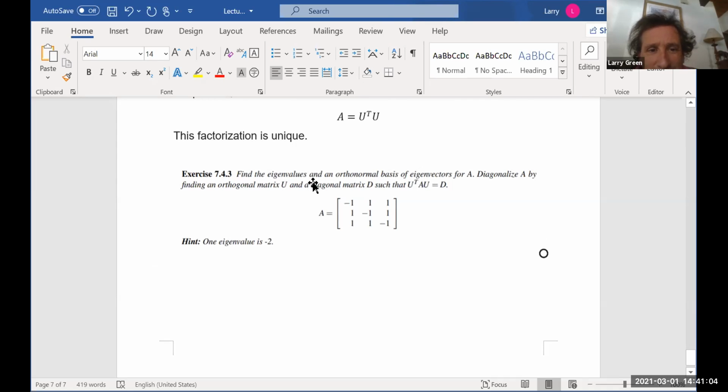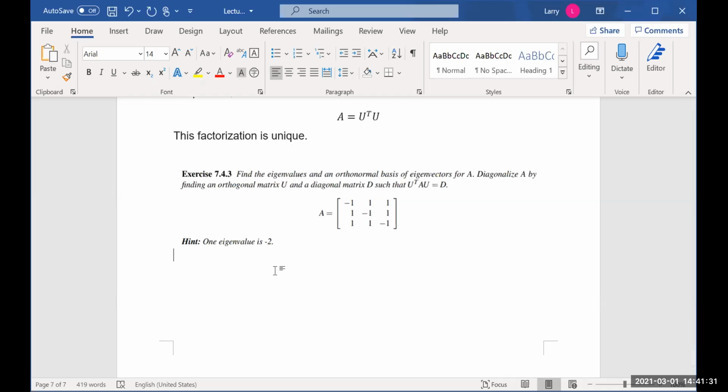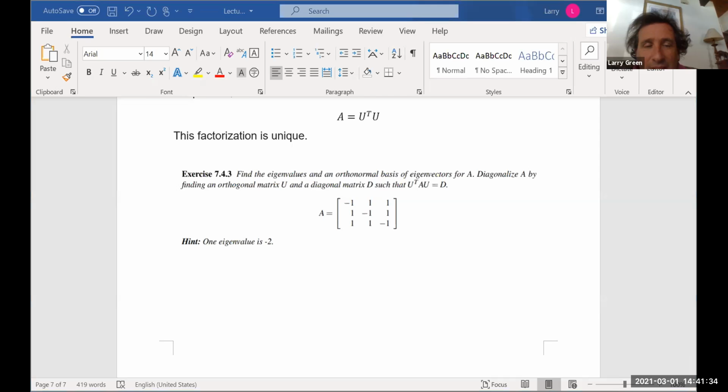So find the eigenvalues and an orthonormal basis of the eigenvectors for A. Diagonalize A by finding an orthonormal matrix U and a diagonal matrix D such that U transpose AU equals D. Hint, one eigenvalue is -2. So what do we do? Well, we need the determinant of A minus lambda I, and hopefully I get something that's not too horrible. Sound good? So let's pop it in.